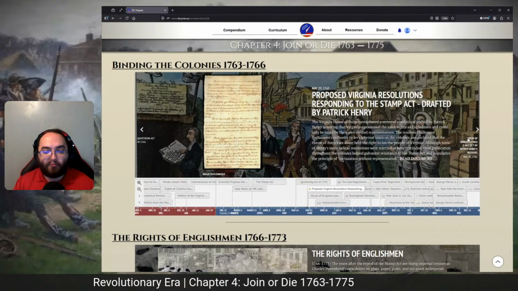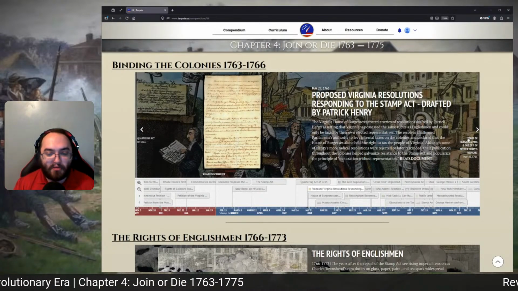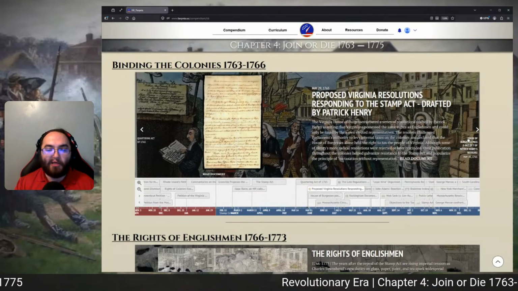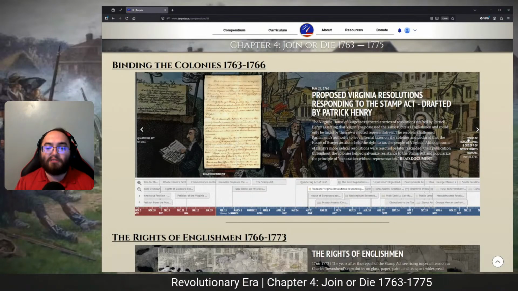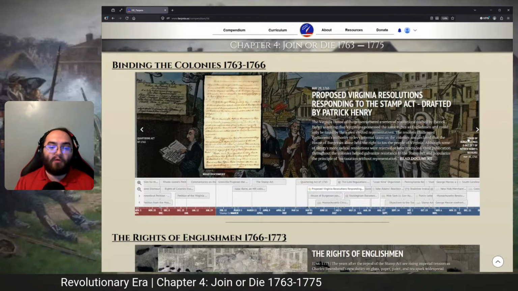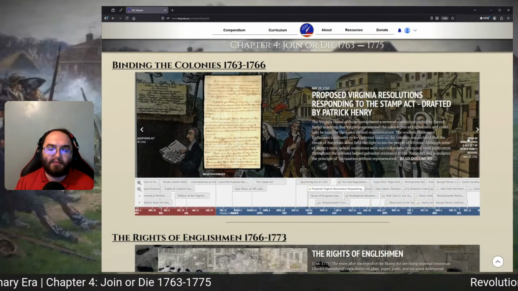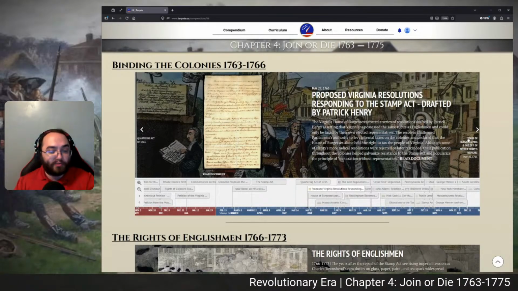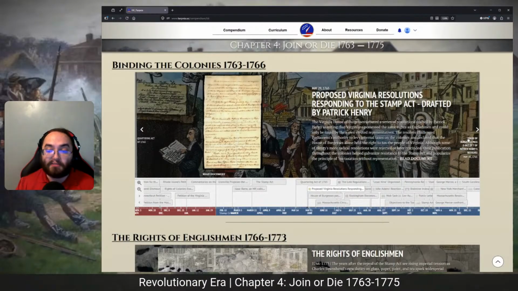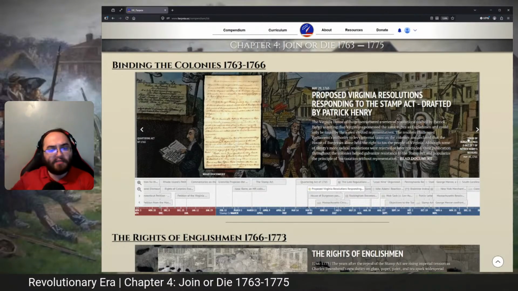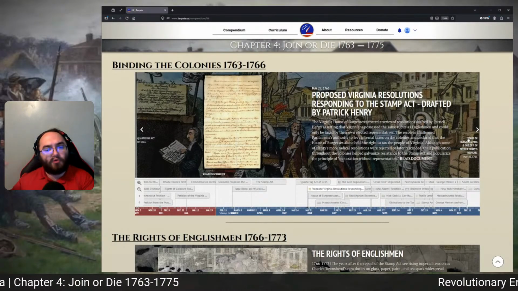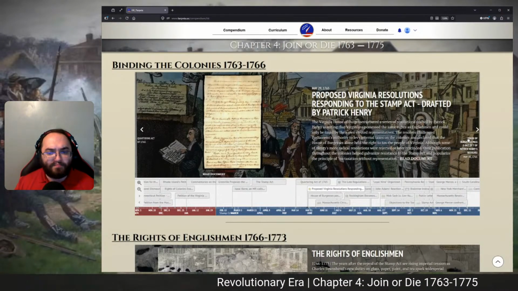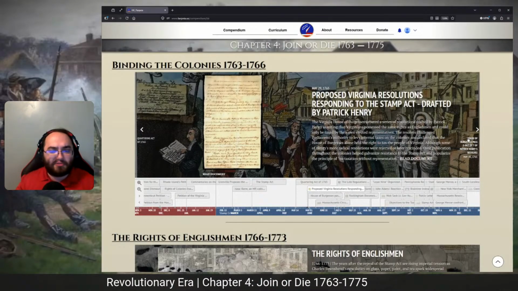So the House of Burgesses, which is the Virginia General Assembly of the colony of Virginia, debated a series of resolutions drafted by Patrick Henry, asserting that Virginians possessed the same rights as Englishmen and could only be taxed by their own elected representatives. The resolves challenged Parliament's authority to levy internal taxes, which they called the Stamp Act, as an internal tax, as opposed to most of the duties, which are external taxes.